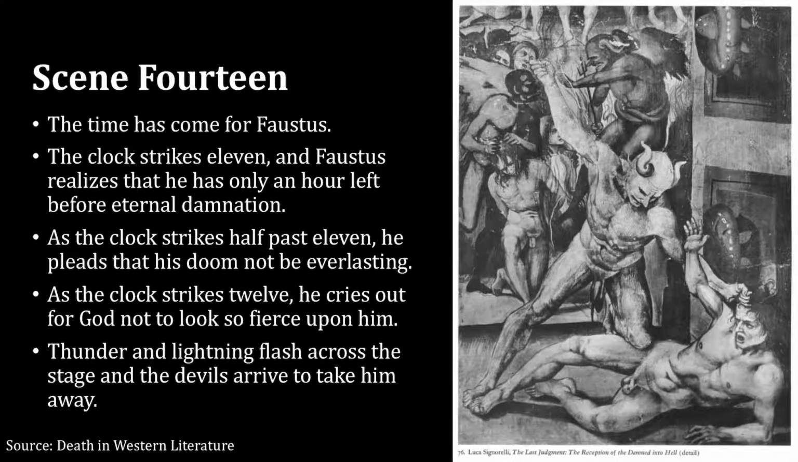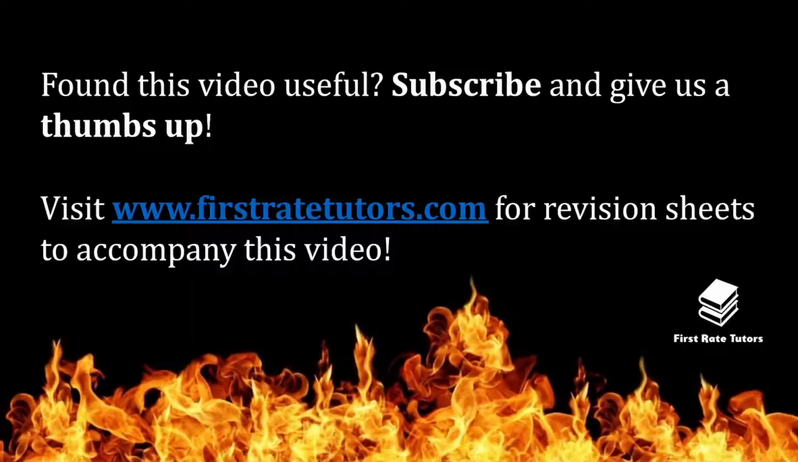And now, in scene 14, the time has come for Faustus. The time has elapsed and the clock has struck 11. And Faustus realizes that he only has 1 hour left before eternal damnation, before his soul is taken over by Lucifer. As the clock strikes 11:30, he pleads that his doom not be everlasting. And when it strikes 12, he cries out for God to not look so fiercely upon him. Thunder and lightning flash across the stage, and the devils arrive to take him away.